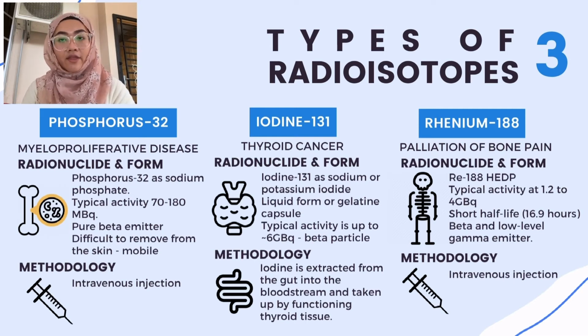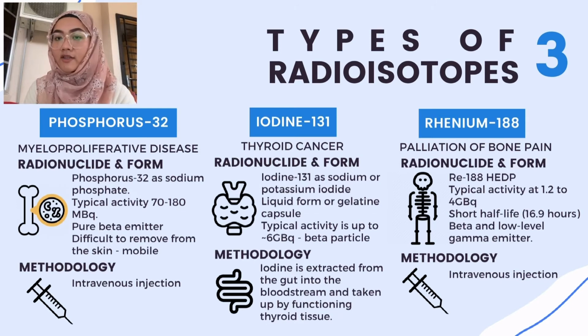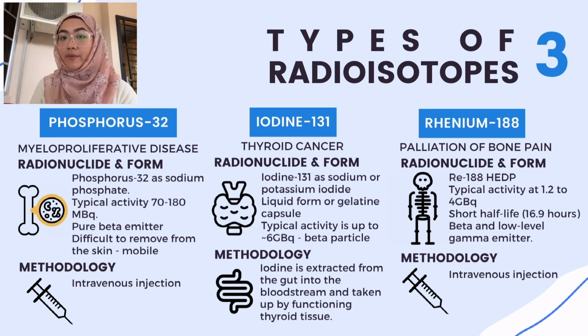That is a therapy for palliation of bone pain. This treatment is very significant for bone pain relief without side effects. Typical activity for rhenium-188 is 1.2 to 4 gigabecquerel, and it has a short half-life, and it is a beta and gamma emitter. However, the gamma emission is at a relatively low level. The methodology for this treatment is through intravenous injection.